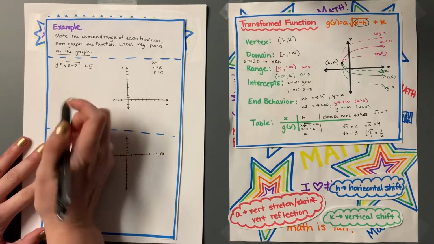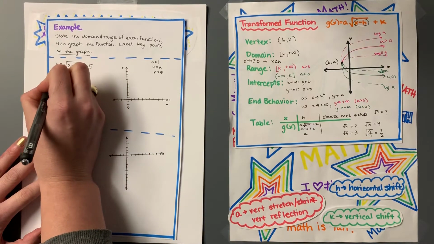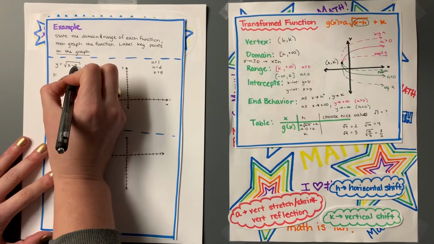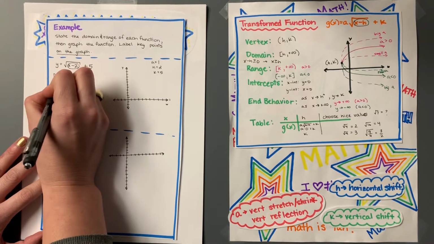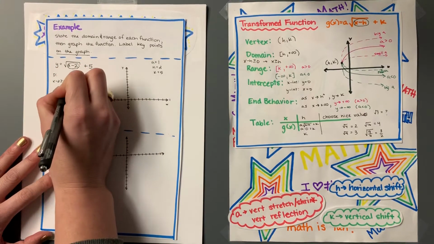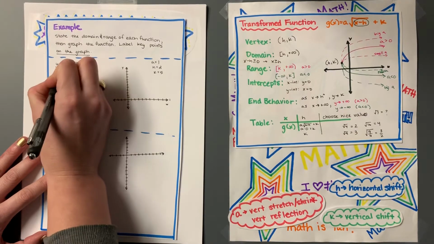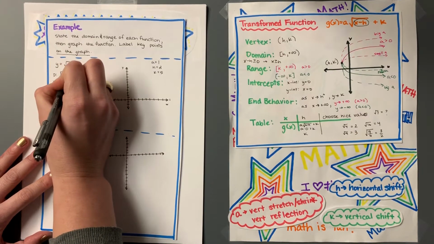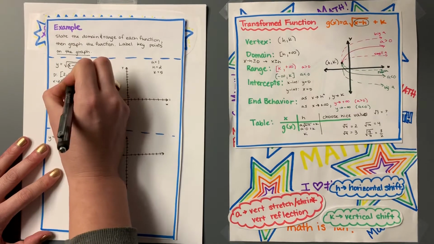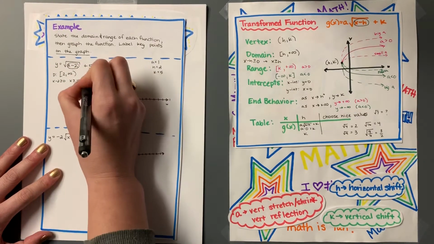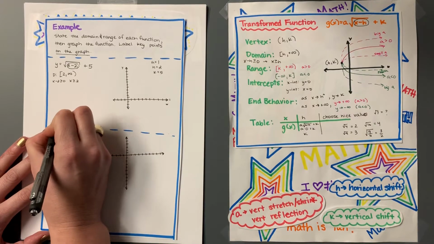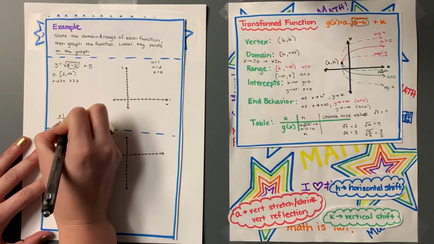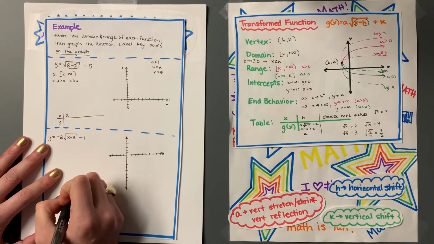Okay, so now I want to start by looking at my domain. My domain restriction comes from what is underneath here. So this is x minus 2 needs to be greater than or equal to 0. X needs to be greater than or equal to 2. So that is 2 to positive infinity. That means that I'm going to make a table down here, and I'm always going to have my vertex be the first point.